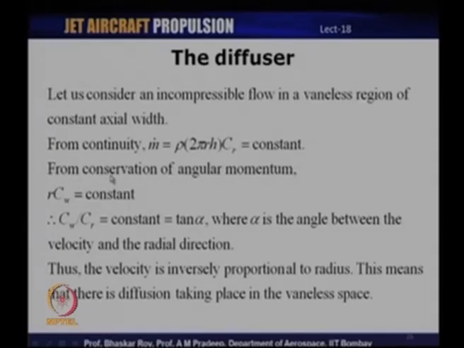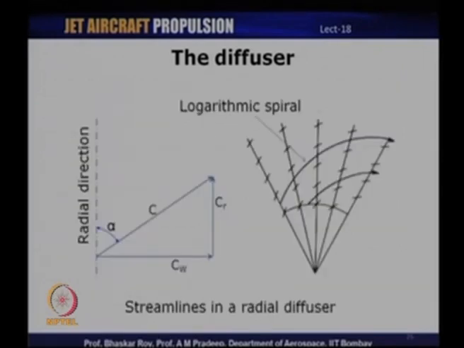And if we look at the conservation of angular momentum, then r times c omega, which is Cw, the tangential velocity, is a constant. So, if you take the ratio of these two, we have Cw, the tangential velocity, divided by the radial velocity, is a constant, and that angle is equal to alpha, which is the angle between the velocity and the radial direction. So, this angle that you see here is the angle which the velocity makes with the radial direction, where tan alpha is equal to the ratio of these two.